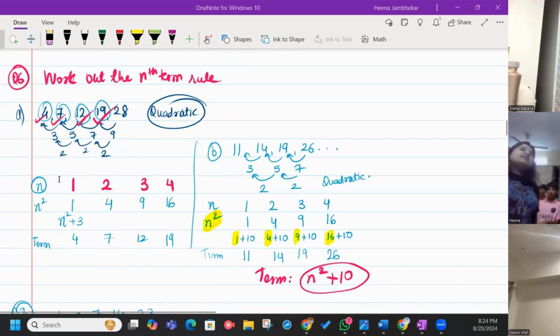Now, understand this. Write the question: work out the nth term rule. Please write, work out the nth term rule.